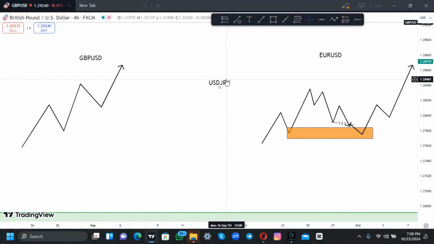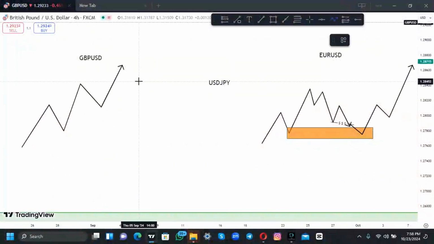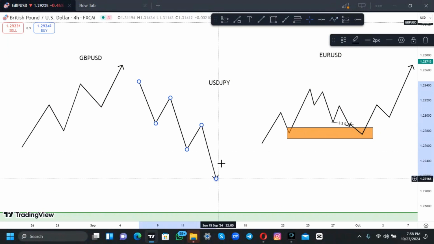So if you have the USD appearing as the base currency, mind you, we're just using USD for example, you can try it with other pairs as well. We've already established that GBP USD is moving in a bullish direction, and the order flow of the Euro USD is still bullish. Now, looking at the USD JPY, you're supposed to have a bearish order flow in the market. Why? Because in this scenario, the United States dollar is appearing as the base currency and not the quote currency.